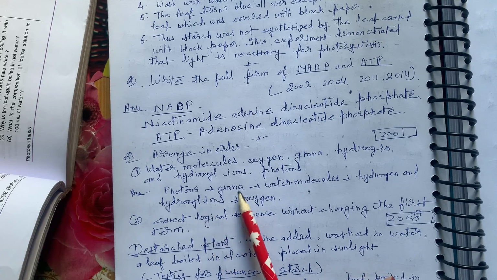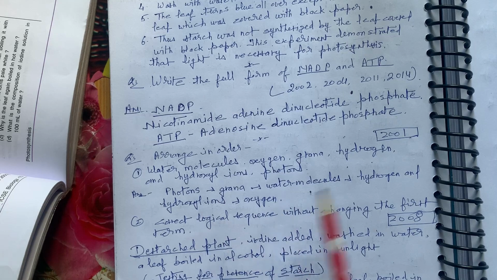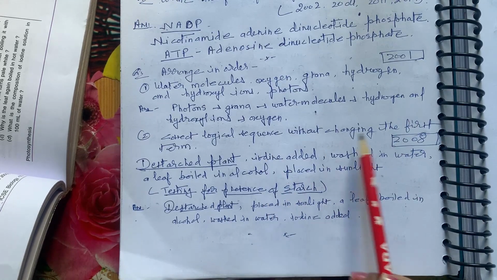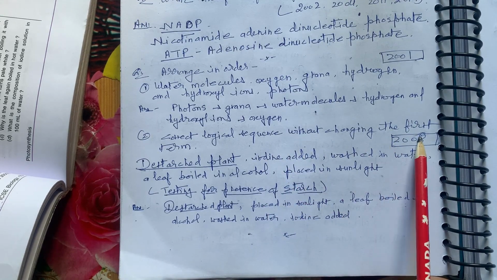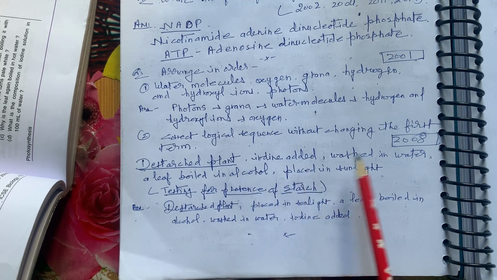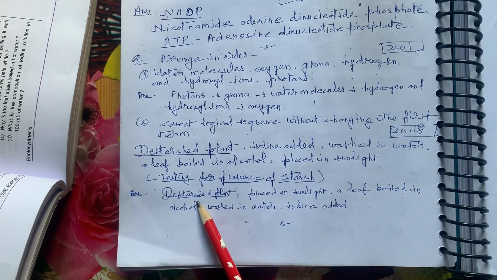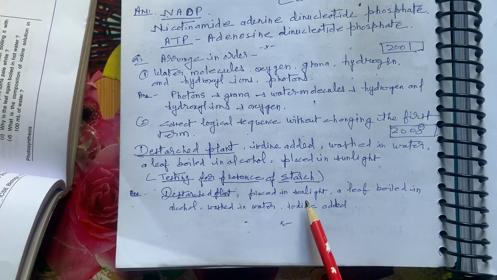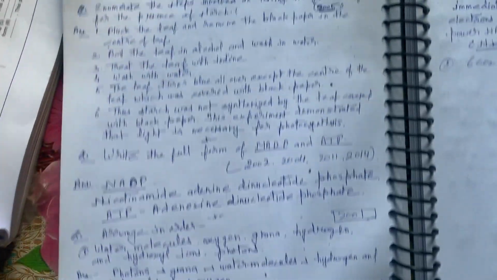Answer: photons, grana, water molecules, hydrogen and hydroxyl ions, oxygen. Again, the same correct sequence. De-starched plant, this should not be changed. Iodine was added, the correct sequence: de-starched plant placed in sunlight, a leaf boiled in alcohol, washed in water, iodine added.